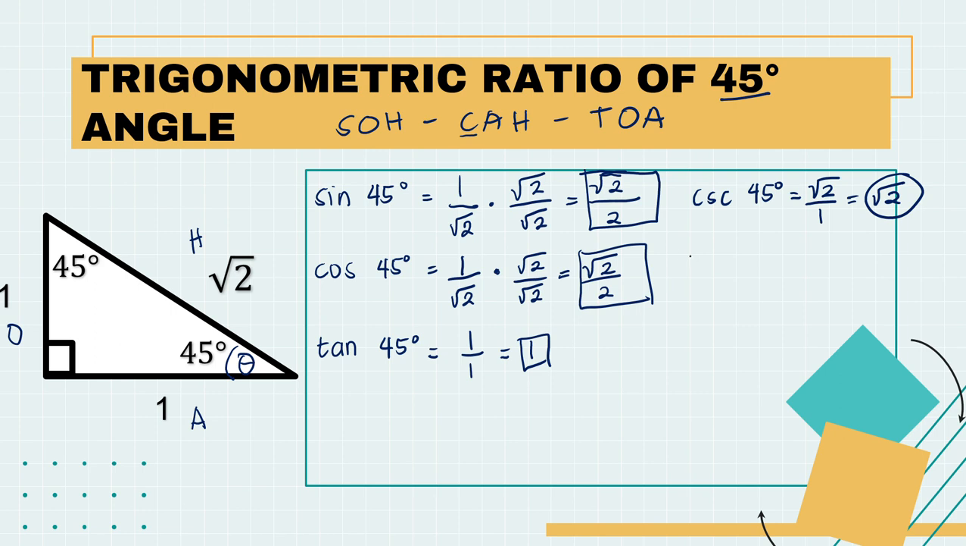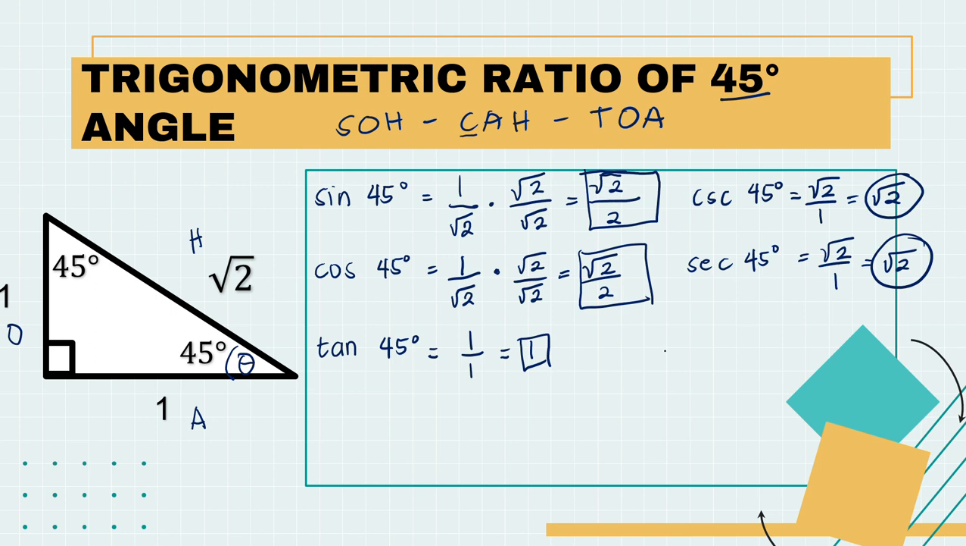The next ratio will be the reciprocal of cosine, which is the secant 45 degrees. So just like in the previous ratios, the hypotenuse here is square root of 2 over the adjacent side, which is 1. So square root of 2 divided by 1 is equal to square root of 2.